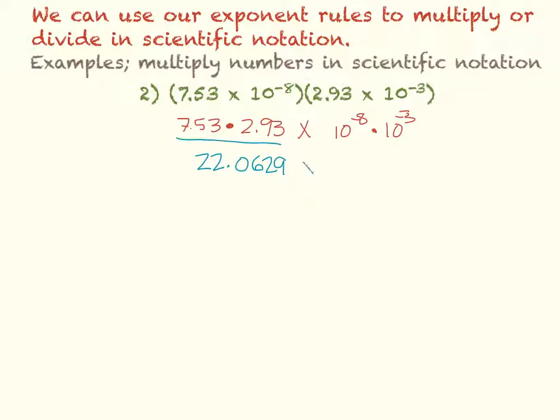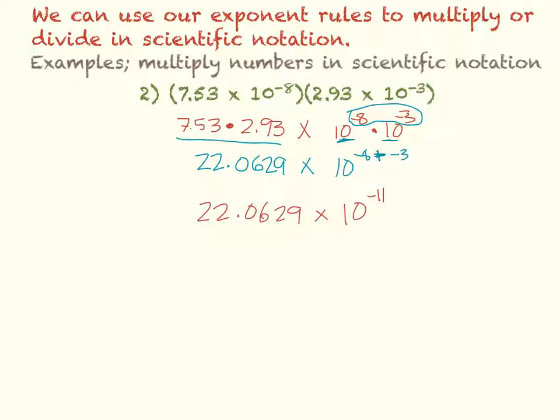22.0629 times 10. And what I have to do with these exponents is I need to add them because they are a set common base here. 10 to the negative 8 plus a negative 3. So that gives me 22.0629 times 10 to the negative 11th power.